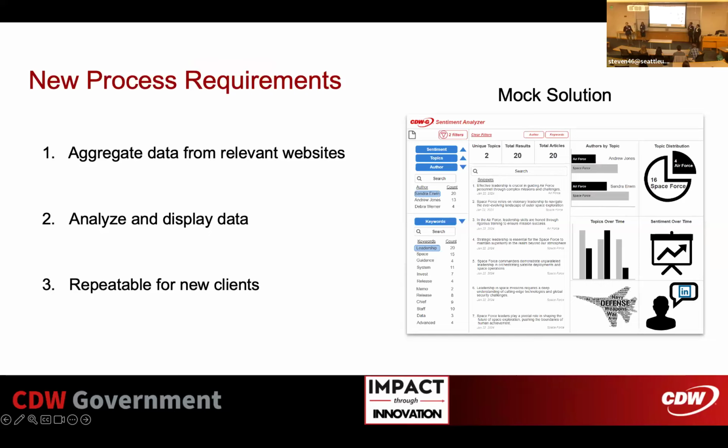So given the pain points in the current process, we came up with these requirements for a new and improved process. The first of which is to aggregate all those articles from the websites that we were just talking about and store them. The next is that we want to analyze and display those articles in a way which is accessible to CDW-G. And finally, we want the new process to be repeatable. CDW has a lot of clients, and in order for them to maximize the value from this tool, they want to be able to propagate that to as many of their clients and agencies that they're interested in as possible.